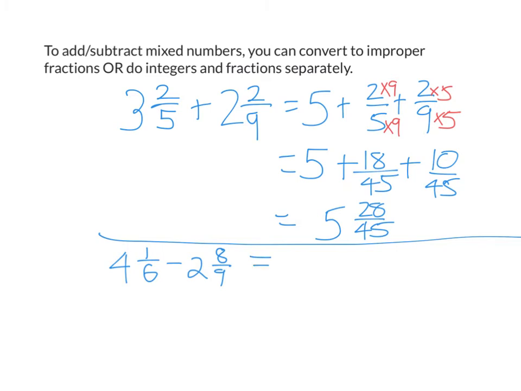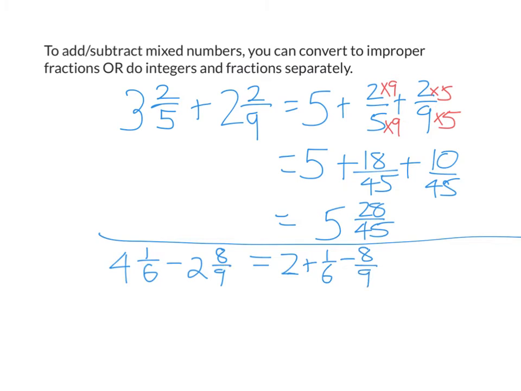But we're going to do the integers separately. So 4 minus 2 is 2. So now we're going to do the fraction part, 1/6 minus 8 over 9. So we're adding a 6th and subtracting 8 over 9. So this part's positive, this part's negative.